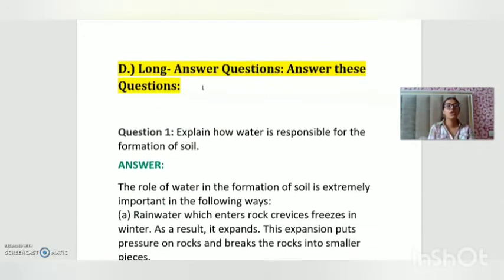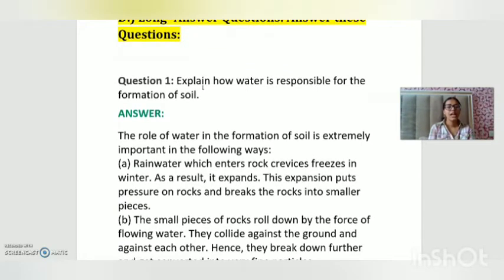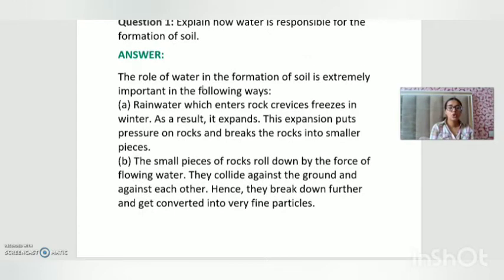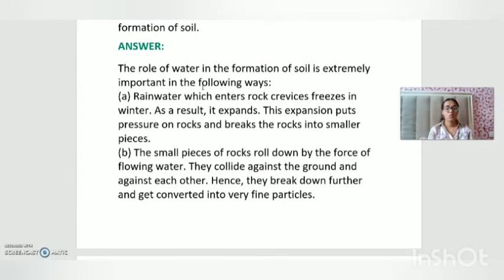Now we move further to the long answer questions. Students, I hope everyone is writing and watching the video, right? Very good. What does question number 1 say? Question 1 is, explain how water is responsible for the formation of soil. You have to explain how soil is formed with the help of water. Water which enters rock crevices freezes in winter. As a result, it expands. This expansion puts pressure on rocks and breaks the rocks into smaller pieces.